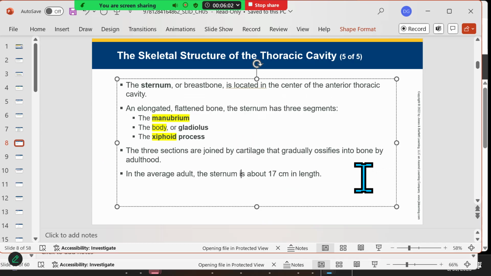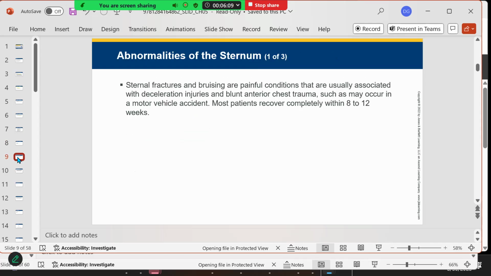Connected by cartilage that gradually ossifies into bone in adulthood. Sternum's about 17 centimeters in length. You don't really need to know that. Sternal fractures are painful. Everything in the chest is sensitive because nature wanted to protect the essential organs inside the chest, the lungs and the heart in particular.